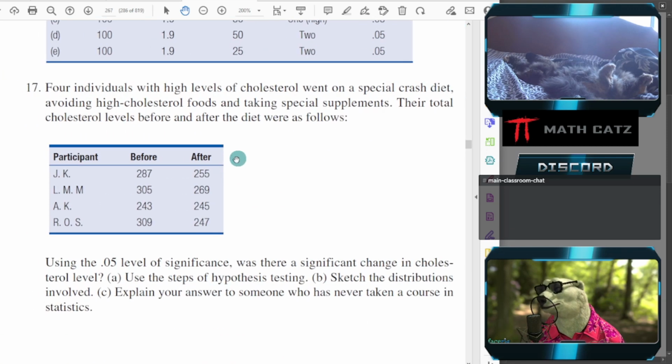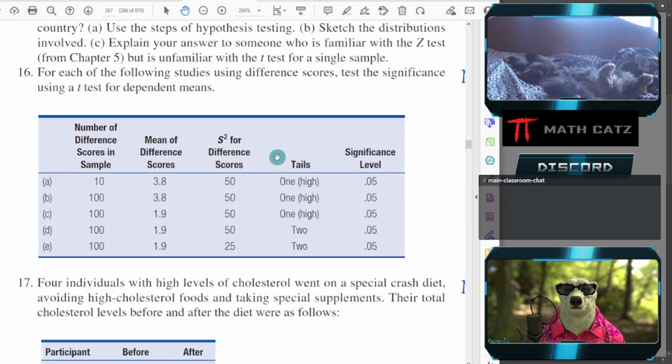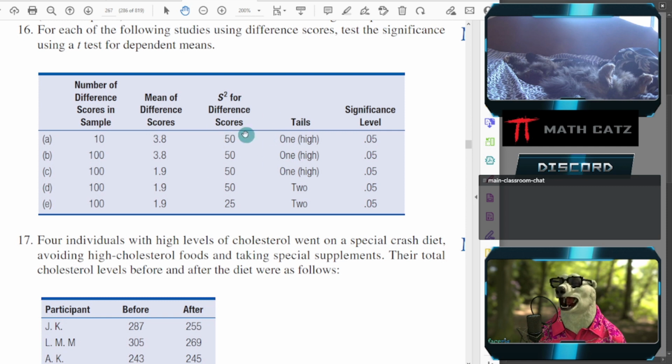So they've summarized 17 over 16. They've summarized the information for me. We'll just do part A, where I don't need to know the story. The difference scores have been calculated. The mean has been calculated here as 3.8. The variance has been calculated for that sample of difference scores. I'm interested in a one-tailed test on the right, at an alpha of 5%.